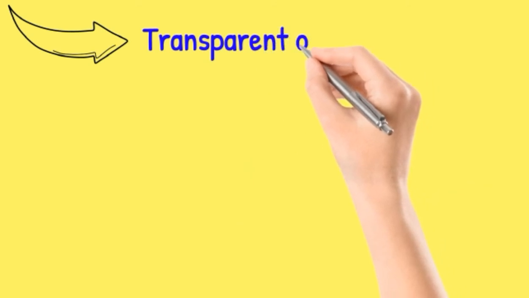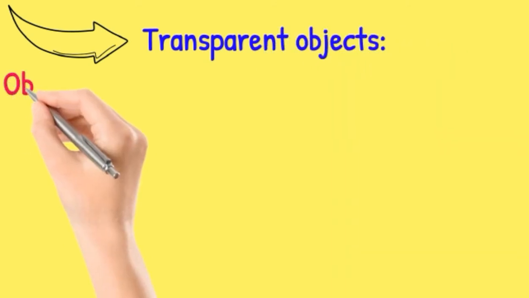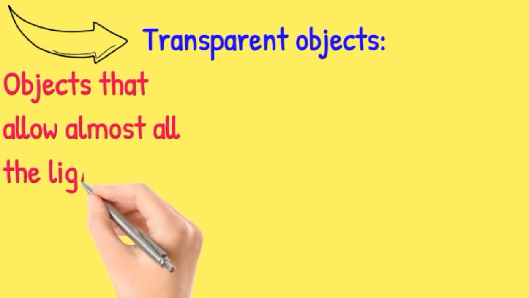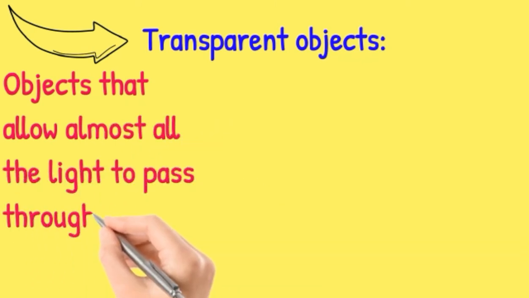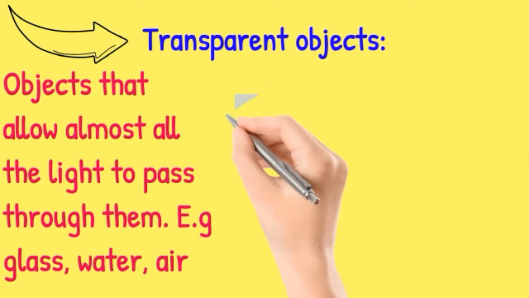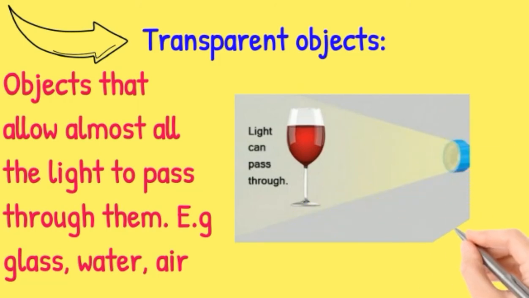Another term is transparent object. Students, transparent objects are those objects that allow almost all the light to pass through them. This property allows us to see through transparent objects. No shadow is formed when light is shone on a transparent object. For example, glass, water, air. Here is the glass.